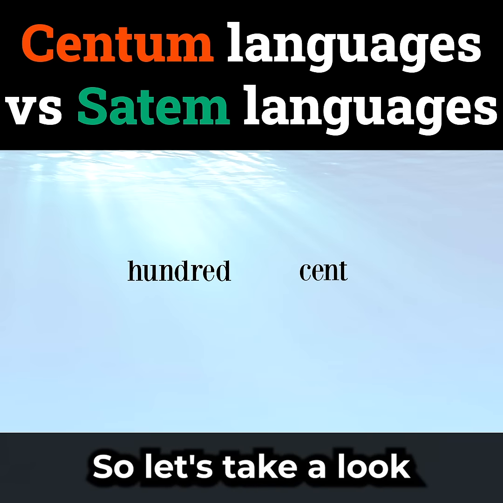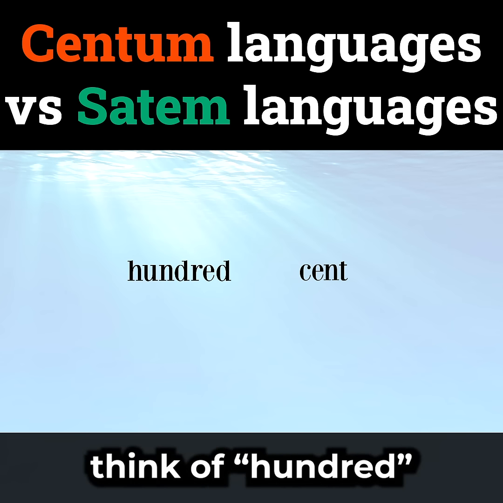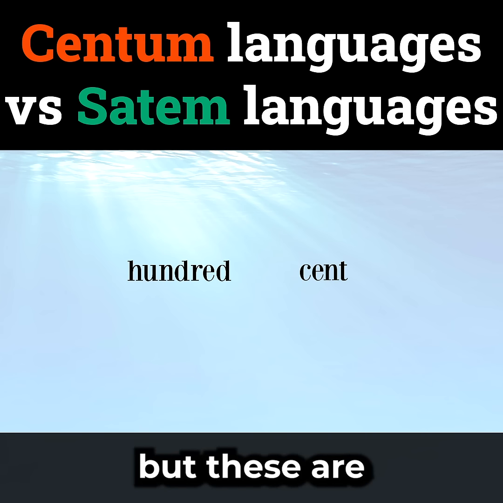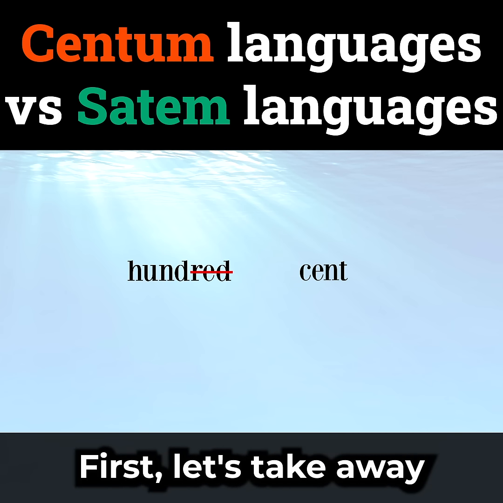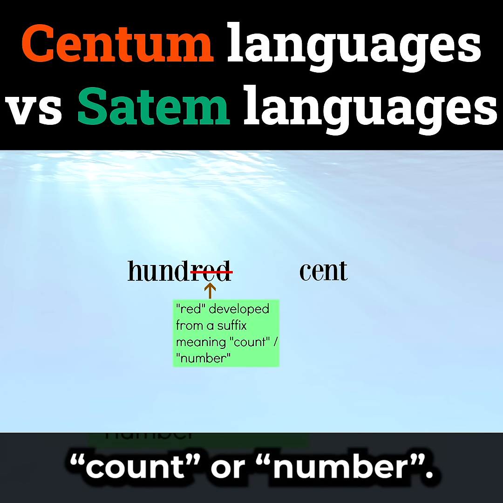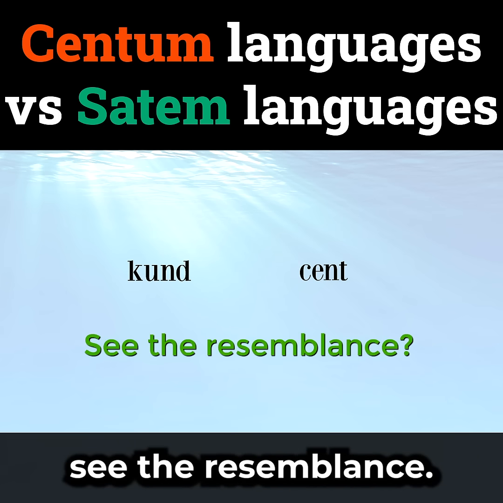English. So let's take a look at these two words in English, hundred and cent. We usually think of hundred as a native Germanic word and cent as a loan word from Latin, but these are actually cognates. First, let's take away the ending of the word, red, which comes from a suffix meaning count or number. Then let's change the H back to a K, and now you can kind of see the resemblance.